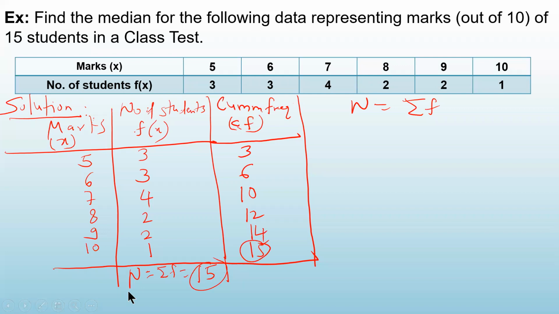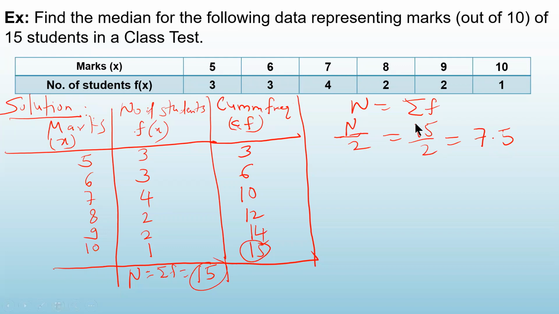Now what is my third step? If I have to find the median, I must find N upon 2. N upon 2 is 15 upon 2. What is 15 divided by 2? It is 7.5. Okay. So once again, what is the first step? Find the cumulative frequency. What is the second step? Find the value of N. What is the third step? N by 2, that is 7.5. The fourth and last step is going to give you the value of the median.